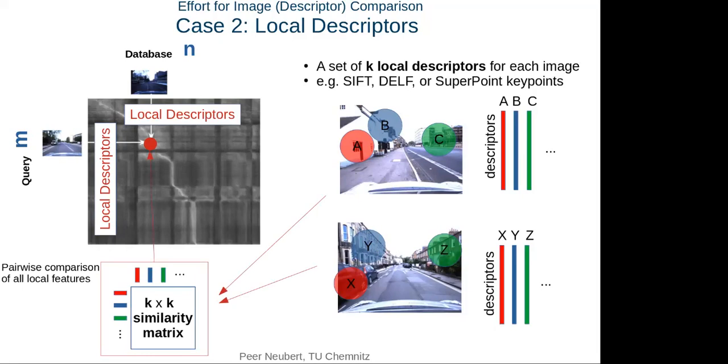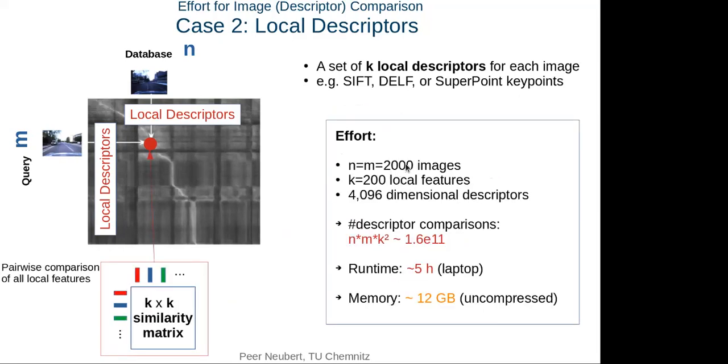And now let's have a look at the computational effort again. 2,000 images per database, 200 local features per image, again, 4,096 dimensional descriptors. Now we have 160 billion comparisons. It takes about 5 hours on my laptop and really consumes a lot of memory. So that's really a big problem, or potentially a big problem, depending on the hardware and the size of the data set.